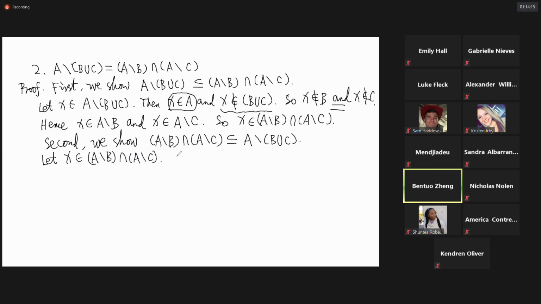X is in the intersection. That means X is in both sets. So X is in A minus B and X is in A minus C. Okay, X is in A minus B and X is in A minus C. So what we get is the first condition, X is in A minus B. We get X is in A and X is not in B.